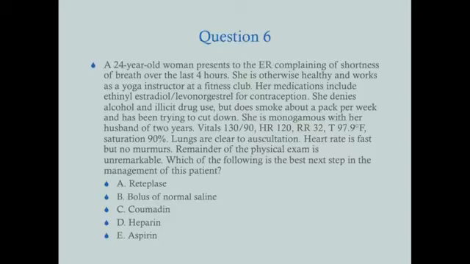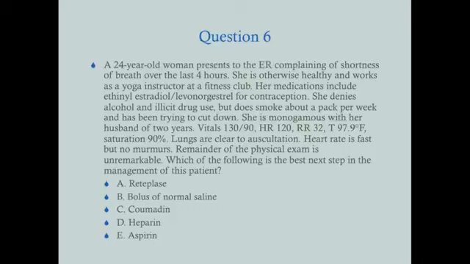Vitals 130/90, heart rate 120, respirations 32, temperature 97.9, saturation 90%. Lungs are clear to auscultation. Heart rate is fast but no murmurs. Remainder of the physical exam is unremarkable. Which of the following is the best next step in the management of this patient? A. Reteplase. B. Bolus of normal saline. C. Coumadin. D. Heparin. Or E. Aspirin.